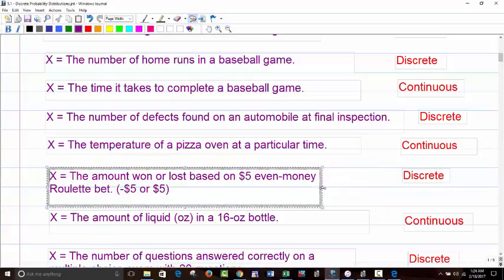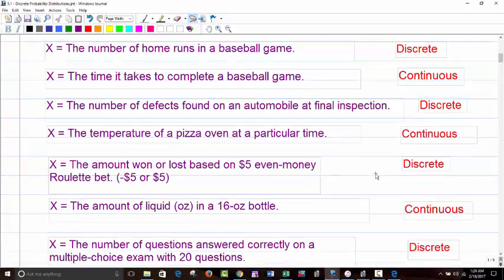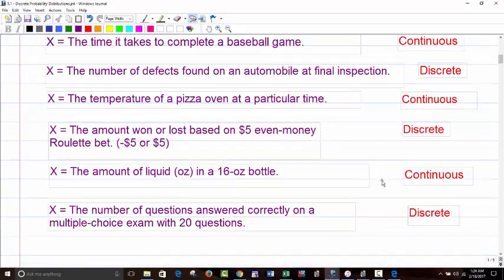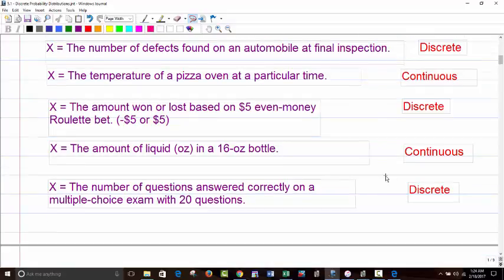All right. Amount of liquid in a 16-ounce bottle. Okay, I've talked about liquid. That's continuous. The number of questions answered correctly on a multiple choice exam with 20 questions, that would certainly be discrete. All right, so that kind of warms us up and gives us the idea of what discrete and continuous basically are.